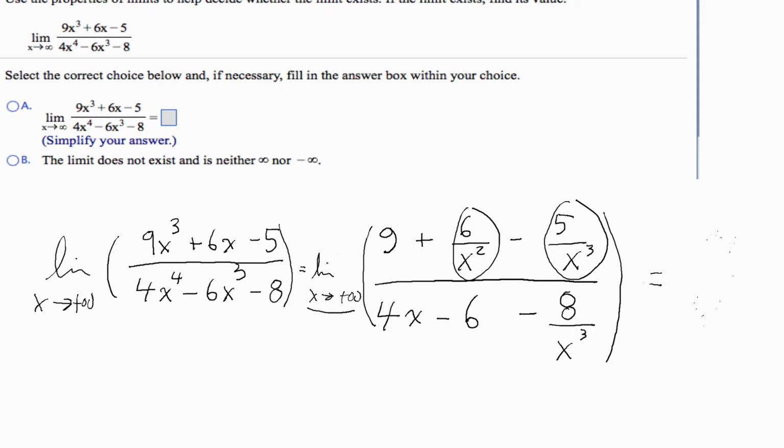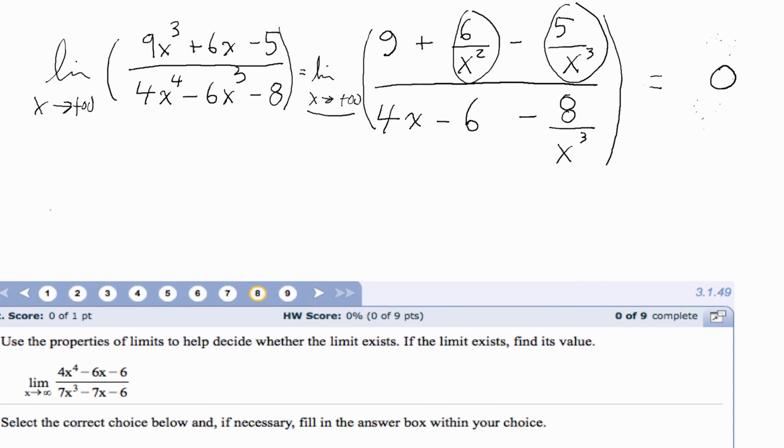Essentially the reason this is happening is that the degree of the polynomial in the numerator is 3, and the degree of the polynomial in the denominator is 4. So when you look at their quotient, the polynomial in the denominator is getting close to positive infinity quicker than the polynomial in the numerator. And that's why we get 0 in the limit.